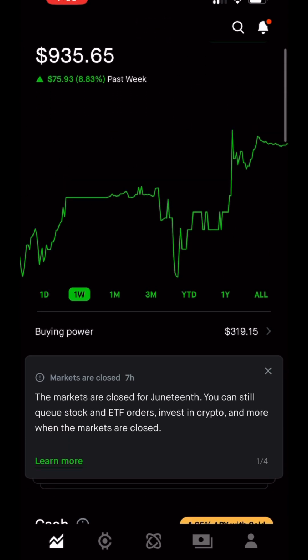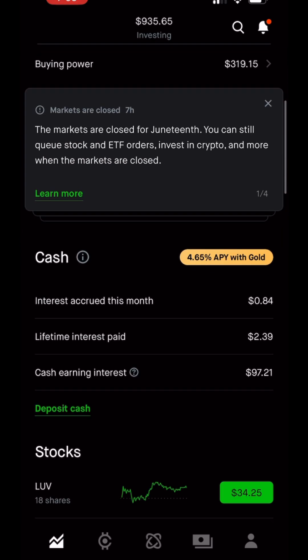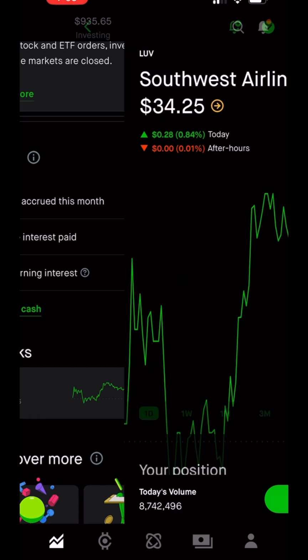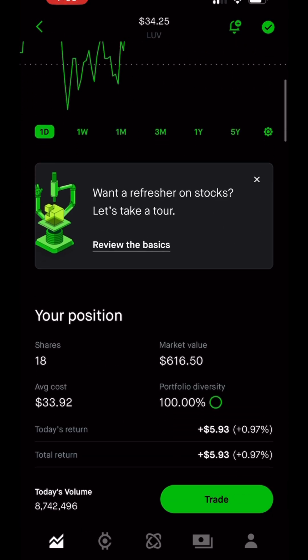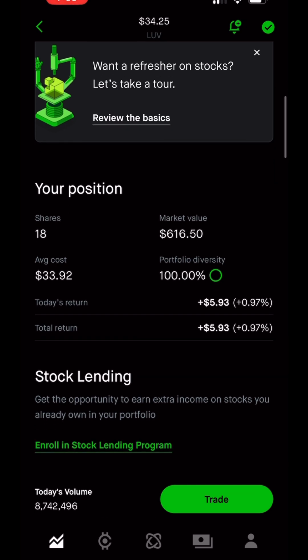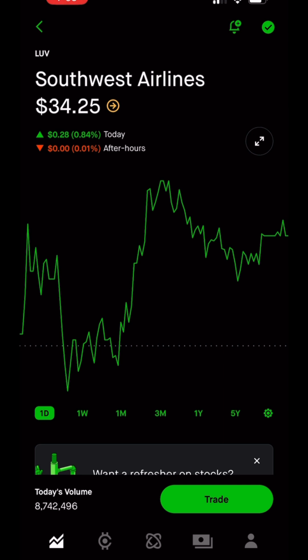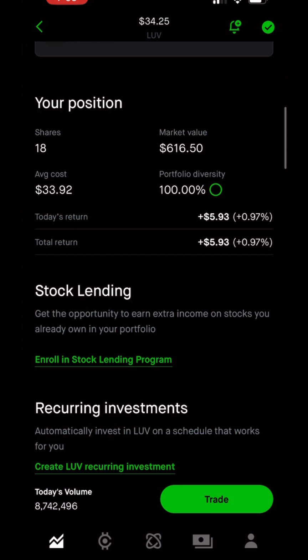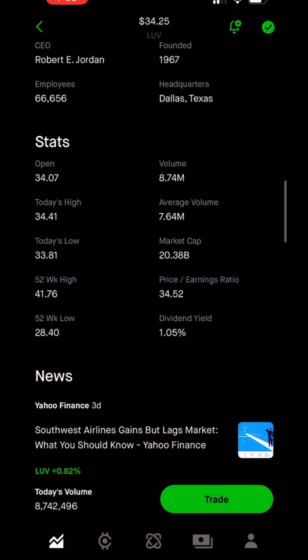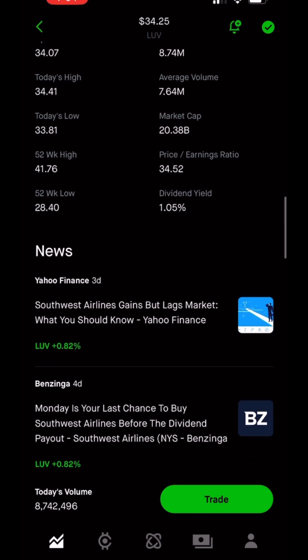Very straightforward. This is the front page when you open up the app. For stocks, I have a position here: Southwest Airlines, basically 18 shares bought a couple days ago. Holding on to this for the ex-dividend date, which is the date that the company records for a dividend payment. If you look at the information down here, dividend yield. The dividend yield is the payment that this company will make throughout the year, the annual dividend, and that's divided into 4 quarters. It's a quarterly dividend. So they take the yearly dividend, divide it by 4 quarters, and that's your dividend payment.